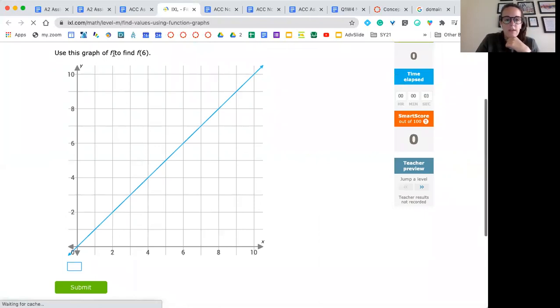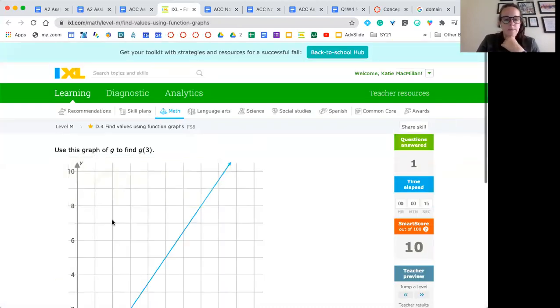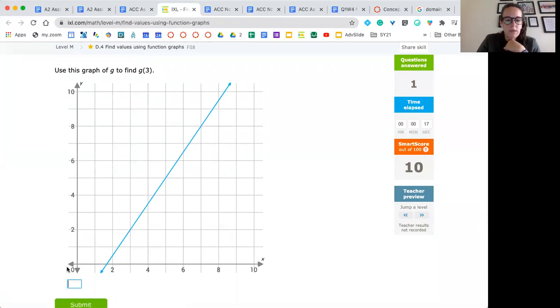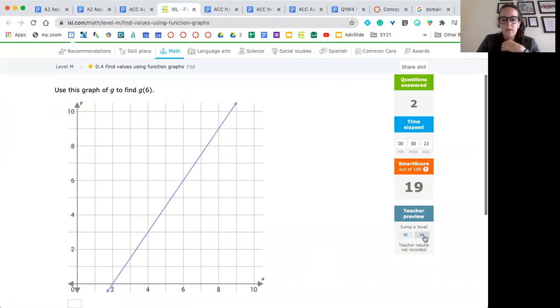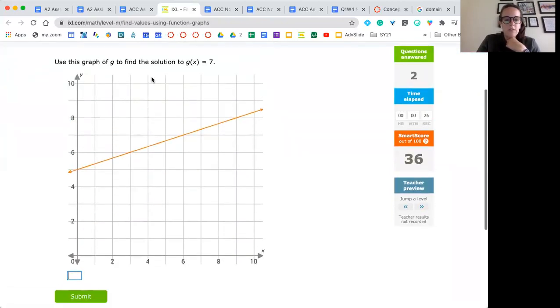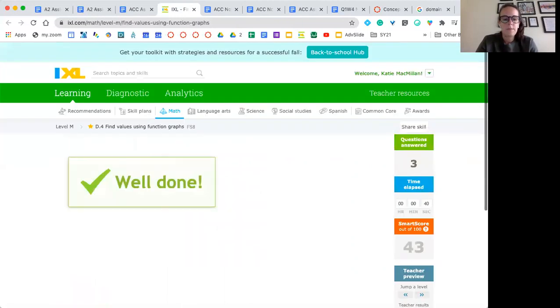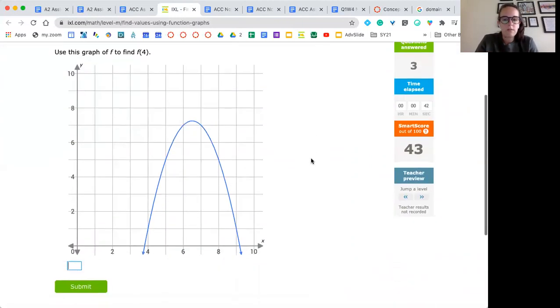It says use this graph of f to find f of 6. So this is my x value. On my x, the function is at 6, so the y value is 6. You can do the same thing: x is 3, where's the function? The function is at 2. At the next level, they'll ask you to find the solution. They're asking for the x's if g of x is equal to 7. So the y is equal to 7 this time. I'm going up to 7 and over to x. The x value is at 6, and so on and so forth.